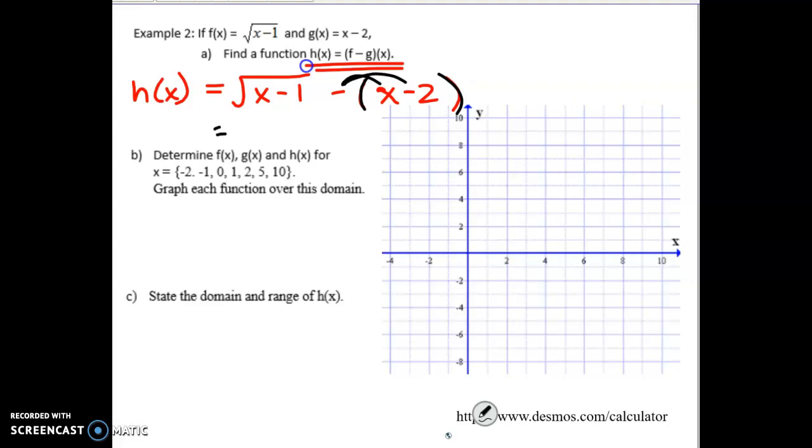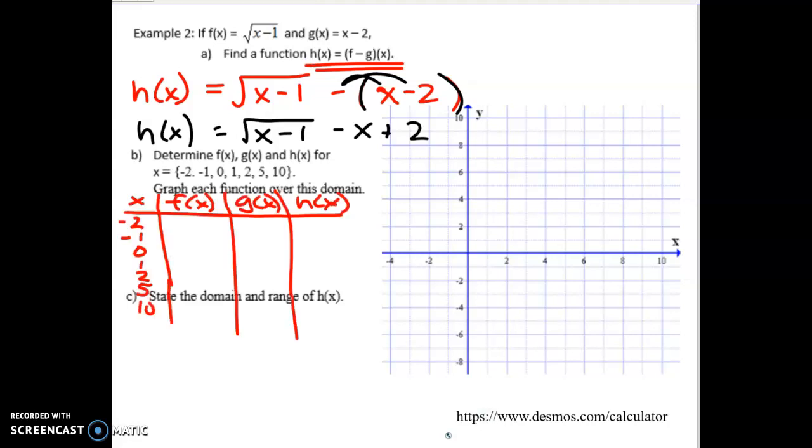So when I put that in, we're going to get root of x minus 1, subtract x plus 2. And I know that looks kind of ugly, but that's all you can do for this question, because the root is not like terms with the other x and the 2. So I just leave it like this. There's no like terms to combine, so that's my answer.